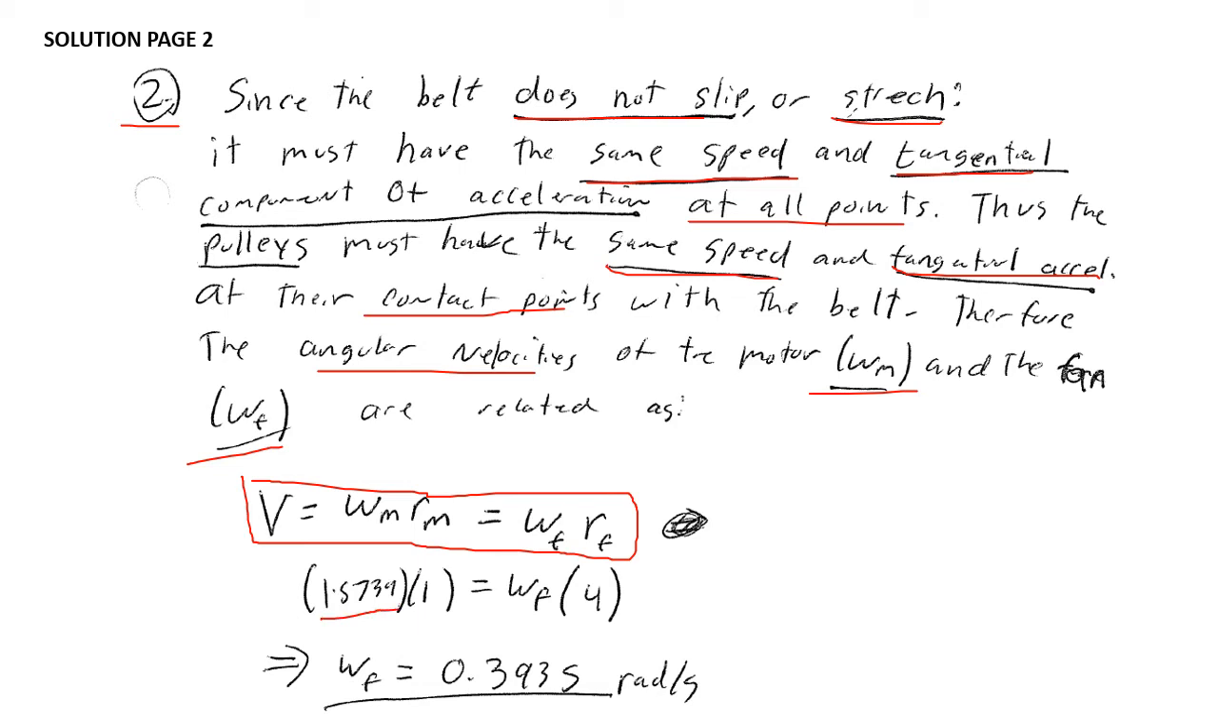We just solved for that by plugging in our known time of 1/2 second, which is 1.5739, times the radius of the motor, given as 1 inch. This is equal to omega f for the fan times the radius of the fan, which we already have in our given problem statement. Our only unknown here is omega sub f. Solving and rearranging, omega sub f is equal to 0.3935 radians per second.